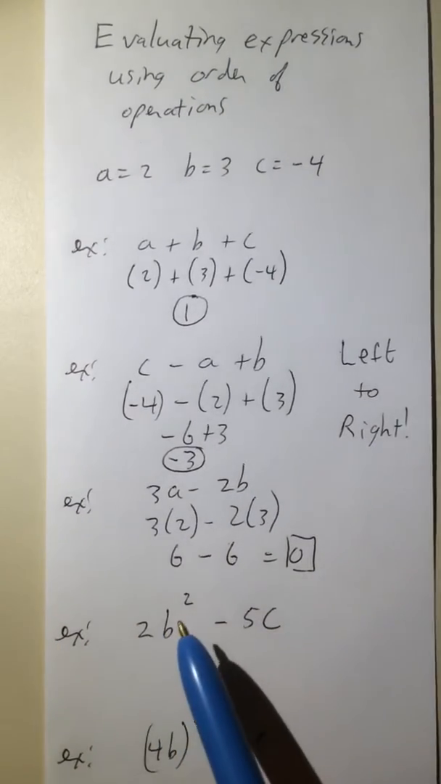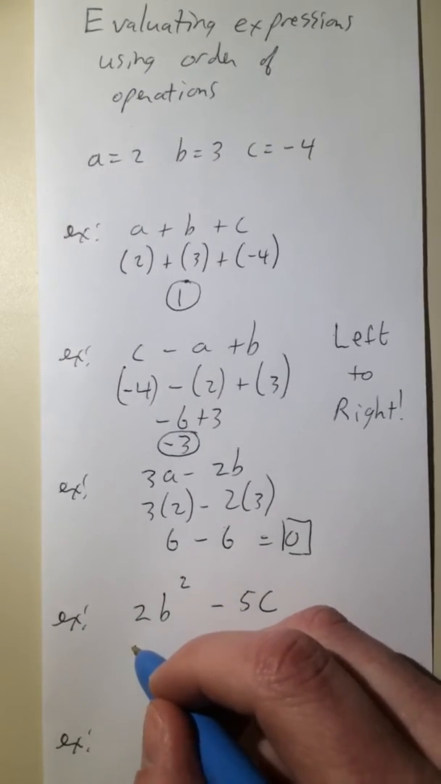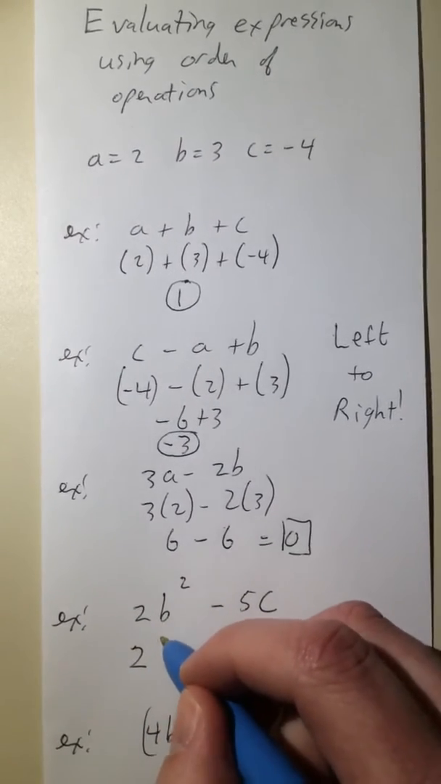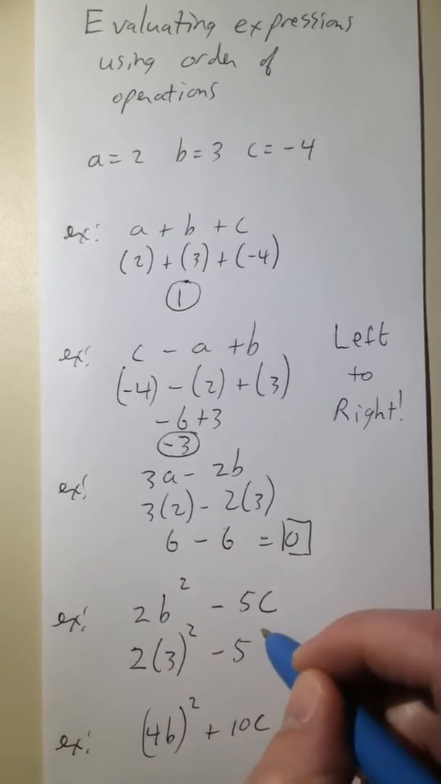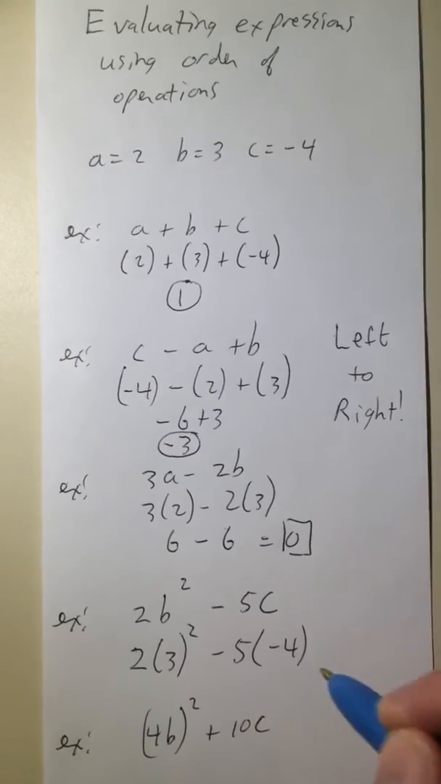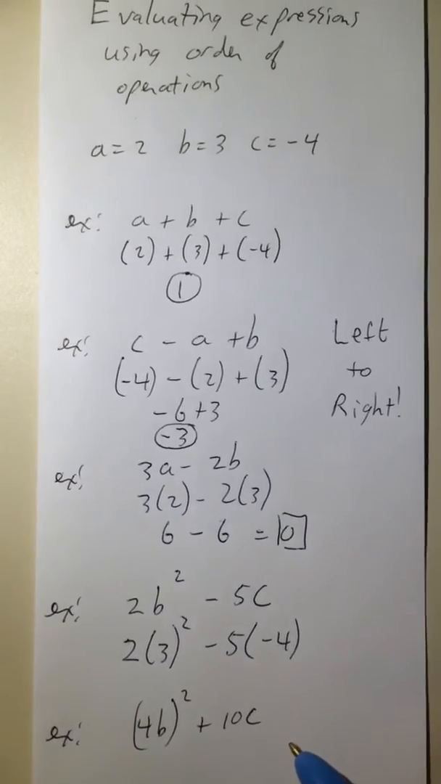I thought I'd throw in a little exponent here, just for fun. So again, we're just going to put everything in parentheses where they belong. So the b is 3, so we're going to put a 3 here, squared, minus 5 times -4. Put that in parentheses. Oh, I really didn't leave enough room for that.